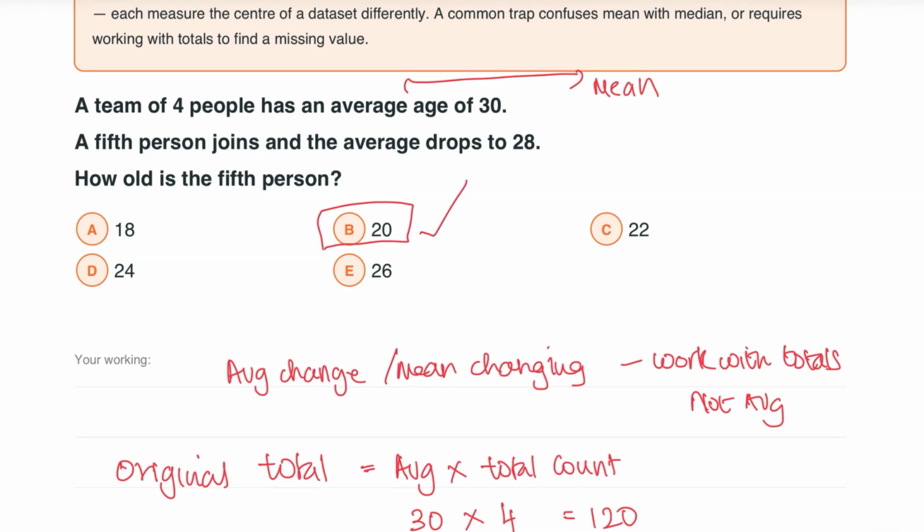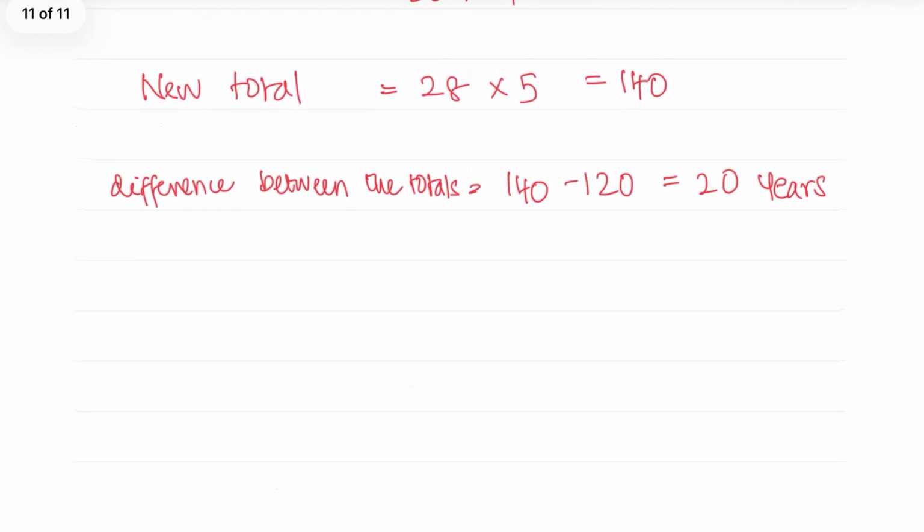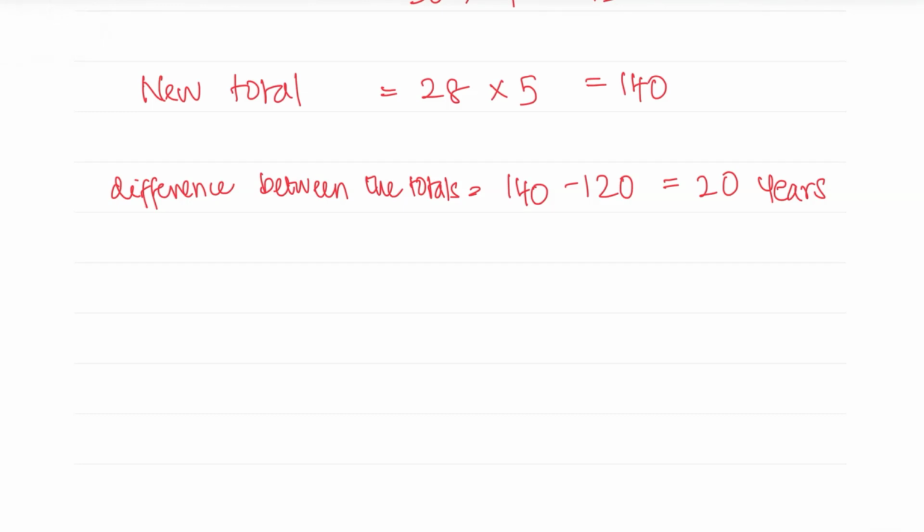Now the tempting shortcut is to take the new average 28 as the answer. But you can't. You need to remember, convert the totals and then subtract to find the difference. These are the 10 questions we went through regarding basic arithmetic, easy and medium style questions.